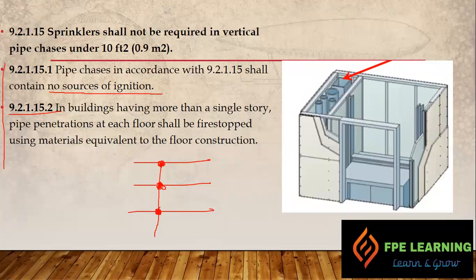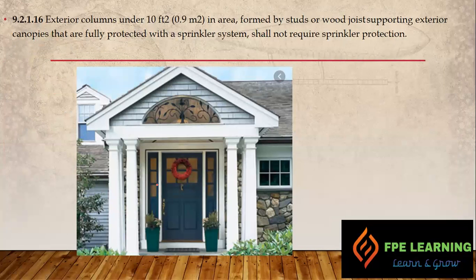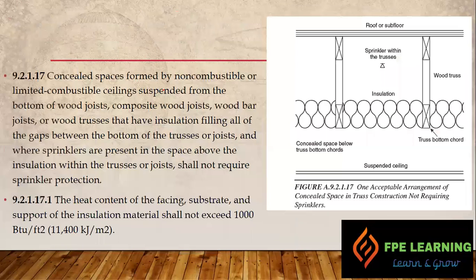Okay, 9.2.1.6 talks about the exterior columns, right? So if there are exterior columns under 10 square feet in areas formed by studs or wood joists supporting exterior canopies that are fully protected with a sprinkler system, they shall not require sprinkler protection. So these areas, this kind of canopies, we don't need sprinkler protection if it is less than 10 square feet. Last two points, right?